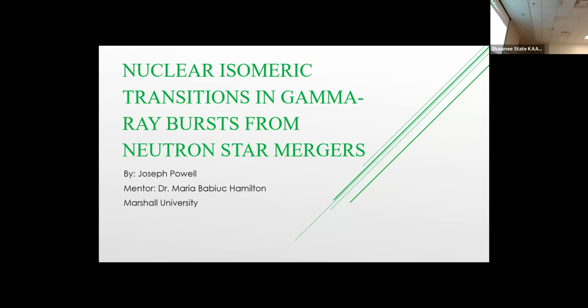All right. Hello, everyone. My name is Joseph Powell, and I'm from Marshall University. I'm very excited to share the research that Maria, Dr. Hamilton, and I have been working on for the past couple months, and that is nuclear isomeric transitions and gamma ray bursts from neutron star mergers. What we're looking at is trying to get a better explanation of gamma ray burst spectra.